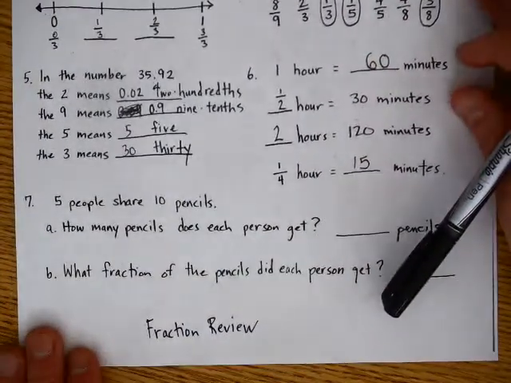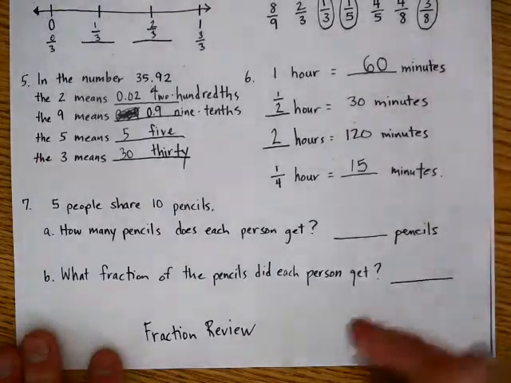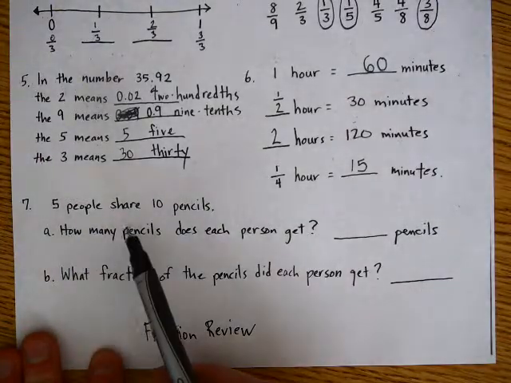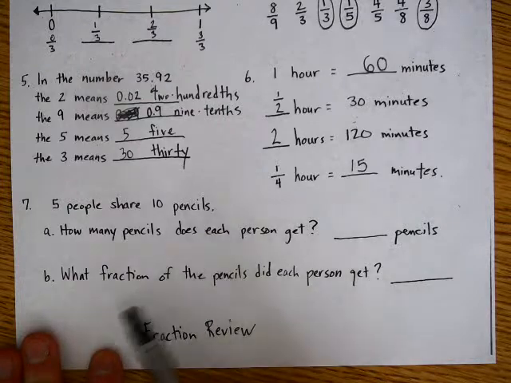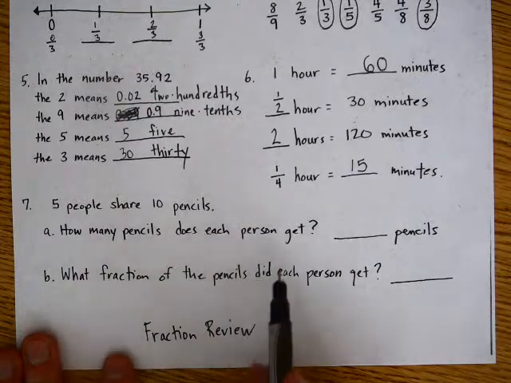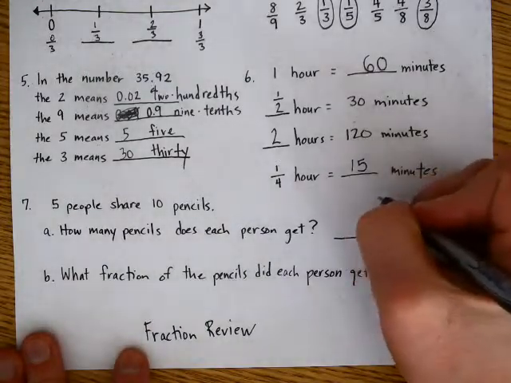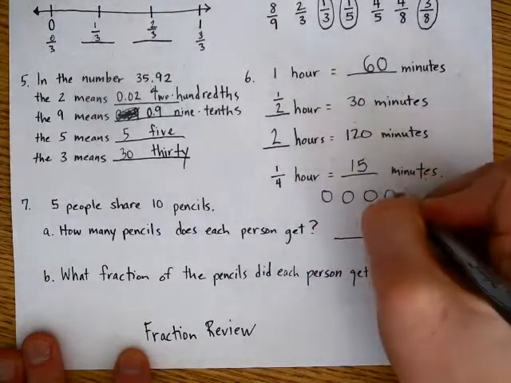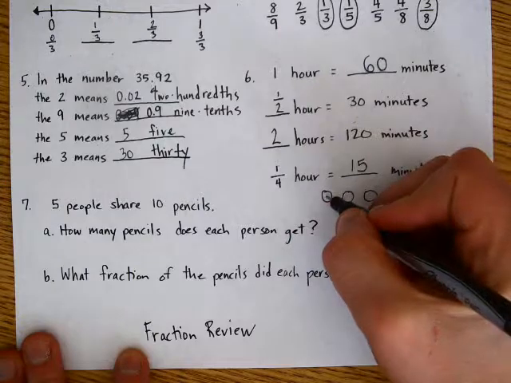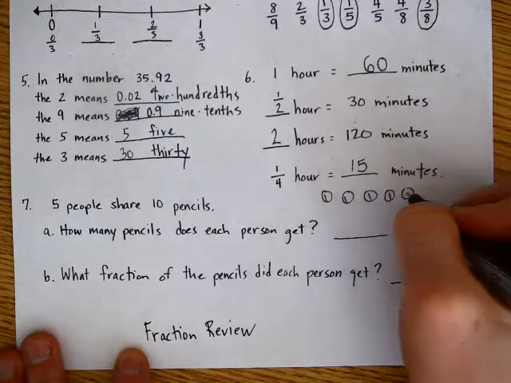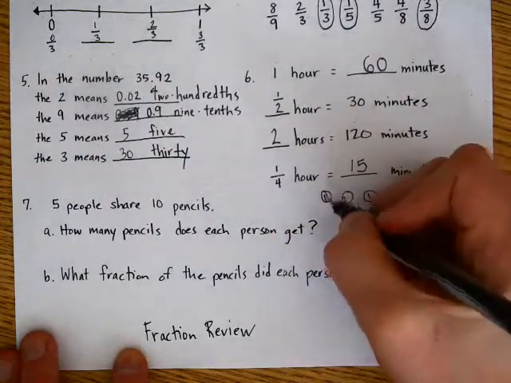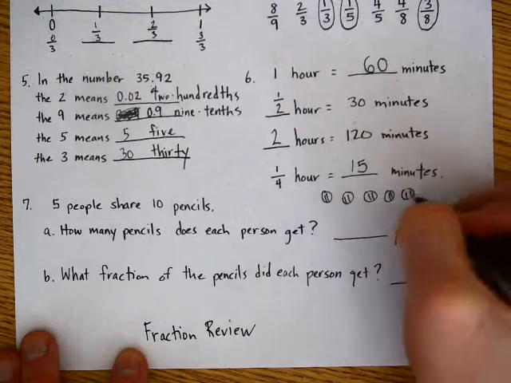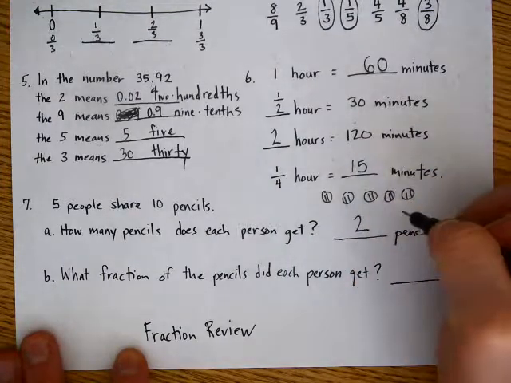Number 7. You can use counters on this one if you want to. 5 people share 10 pencils. How many pencils does each person get? Well, we have 5 people. We'll draw the people. 1, 2, 3, 4, 5 people, and I have 10 pencils, so I'll give 1 pencil to everybody. If everybody has 1, I have 5 more. 6, 7, 8, 9, 10. Each person gets 2 pencils.